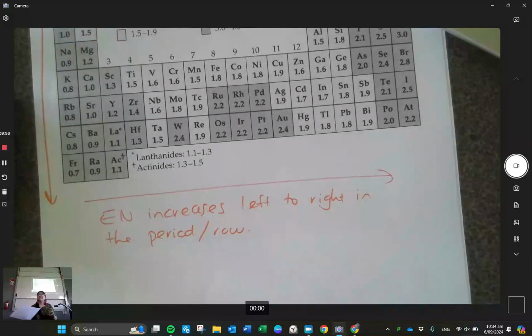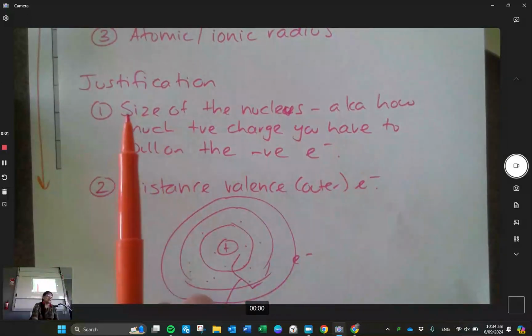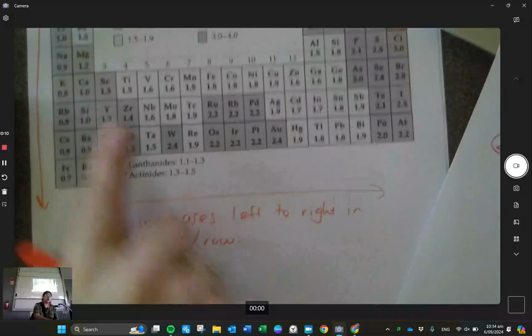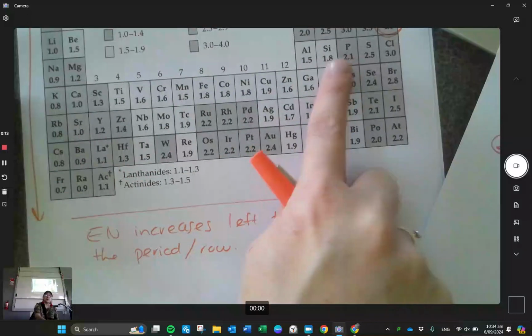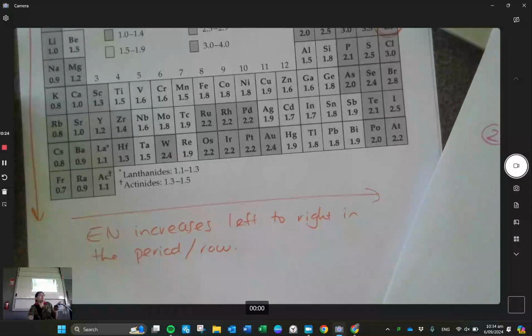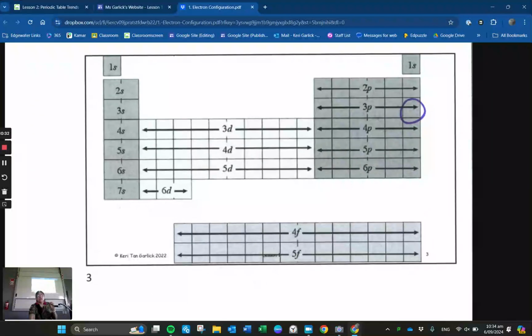Remember how I said the size of the nucleus is an important factor in how strong the pull is on the valence electrons. As we're going across the period, we're getting more and more protons in that nucleus. So that's going to create a stronger pull. Now you might be going, Miss Scarlett, but we're adding more electrons as well. Shouldn't that cancel out? The thing you have to remember is that yes, we are adding more electrons, but we are adding them to the same subshell. So we're not actually changing that component when it comes to shielding.